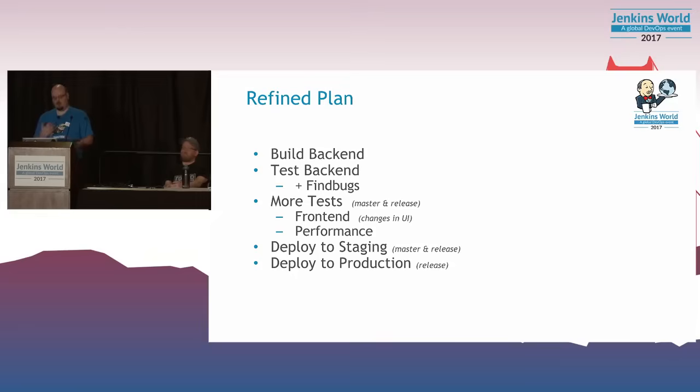And we'll run these in parallel, the front end and the performance tests. But the front end tests would be nice to run if there are changes in the UI as well. So if it is a feature branch and there are changes in the UI, we should, of course, run the front end test as well. Then the stage to deploy to staging, and then to deploy to production. Staging we'll do for master and release, and production we'll do only on release.